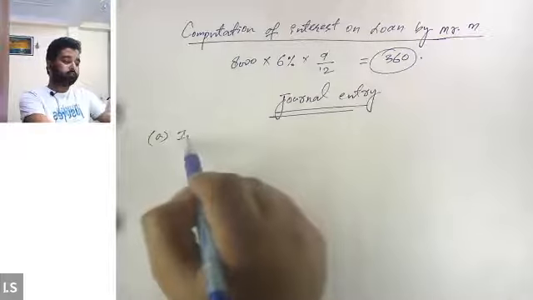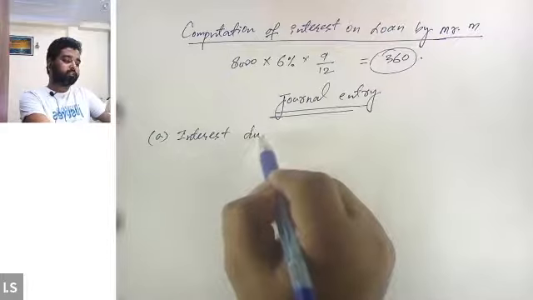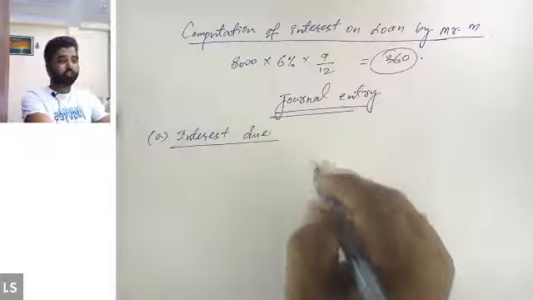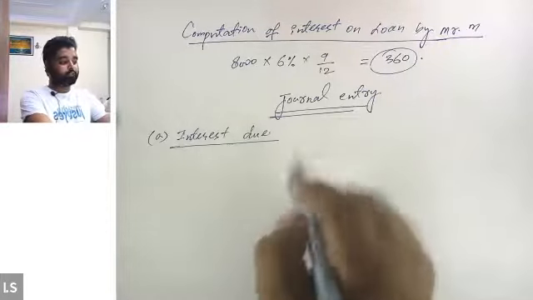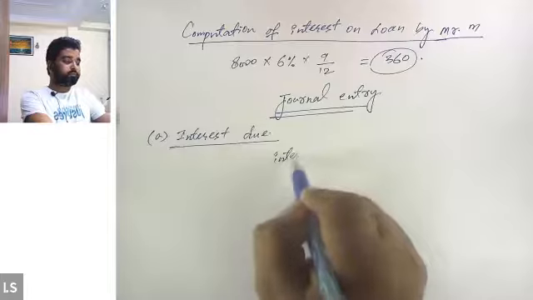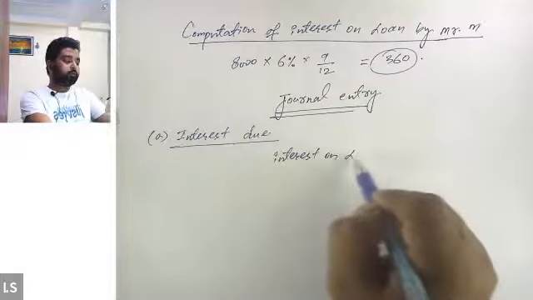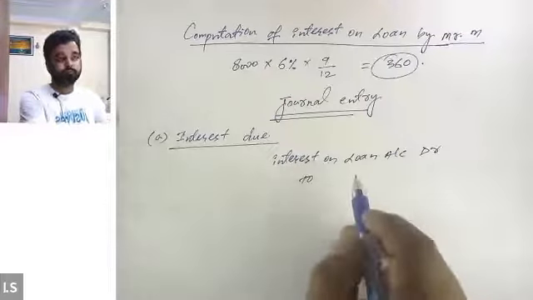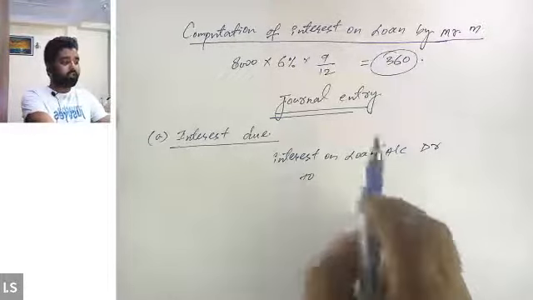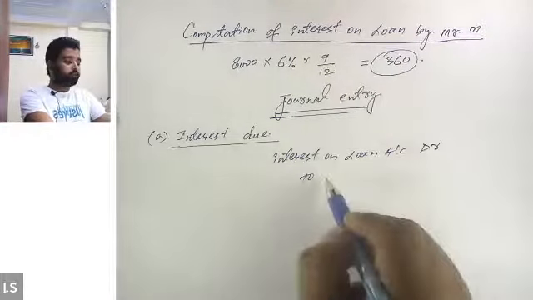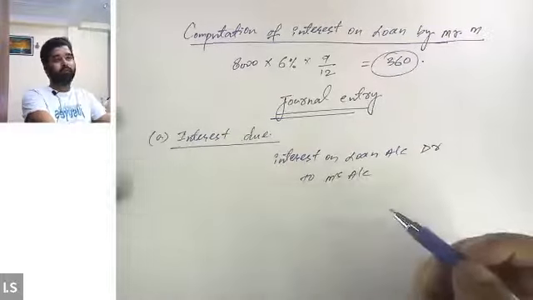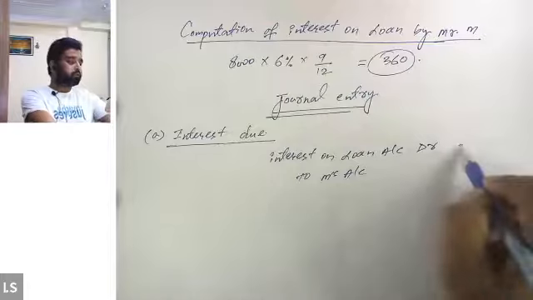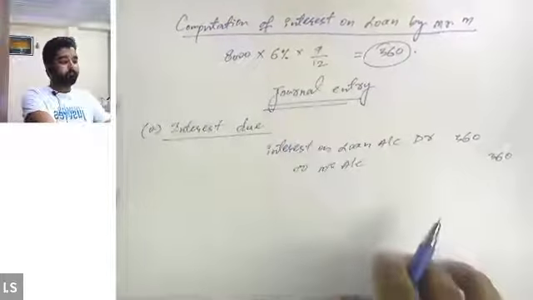So the first journal entry is for interest, when interest is due. Anyone want to tell me what will be the journal entry when interest is due? It is pretty simple. Interest on loan account debit to partner's loan account. Now here, the name of the partner is M, right? The partner who has given the loan to the business is M. So we are going to write down M's account. Interest on loan account debit to M's account. Amount is 360 rupees. So this is the entry for making the interest due.